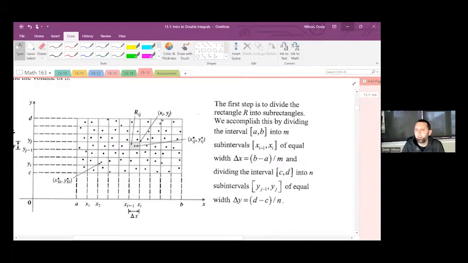The first step is to divide that rectangle R, that was the yellow region, into subrectangles. We accomplish this by dividing the interval from a to b into m subintervals, x_{i-1} to x_i of equal width, delta x, which is (b minus a) over m, and dividing the interval c to d into n subintervals, y_{j-1} to y_j of equal width, delta y equal to (d minus c) over n. And so notice that we have a whole bunch of little subintervals in the x.